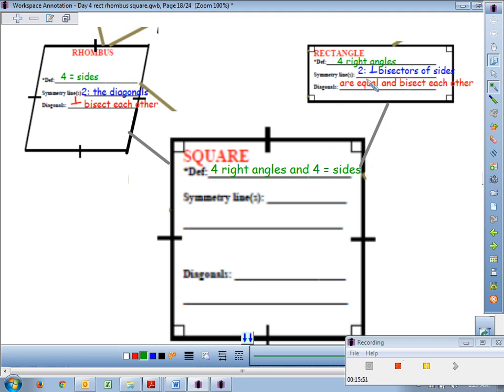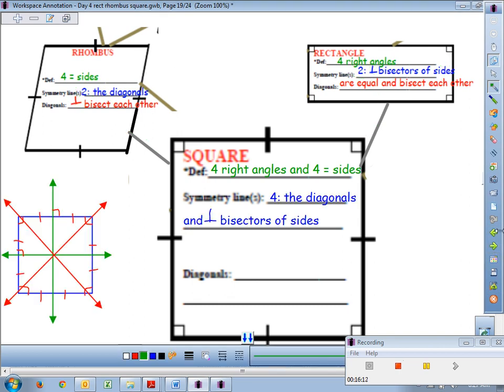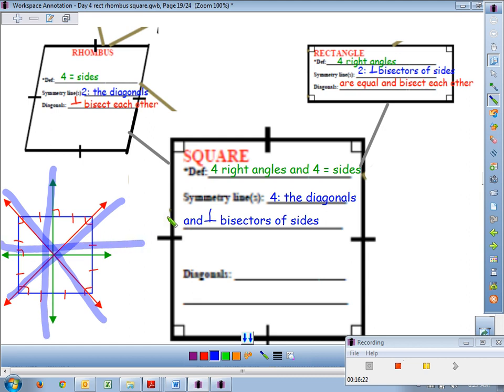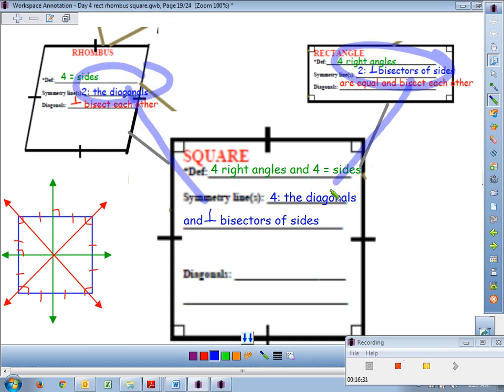This guy has 2 symmetry lines, which are the perpendicular bisectors of the sides, and this guy has 2 symmetry lines, which are the diagonals. Obviously the diagonals and the perpendicular bisectors of the sides are different things, right? So this guy's got 2, this guy's got 2. That means a square will have 4 symmetry lines: the diagonals, which I have drawn right here, and the perpendicular bisectors of the sides. And that's just a pretty obvious marriage right there. It's just boom and boom.